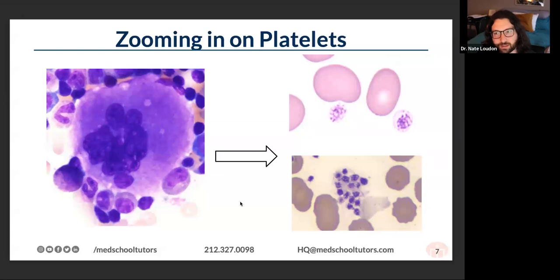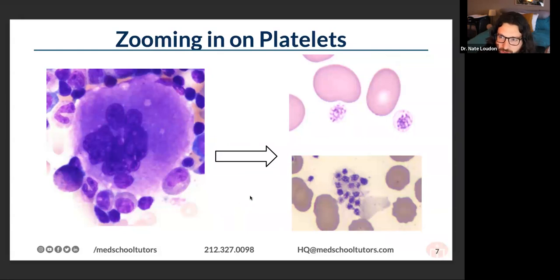Then on the right here, we have normal platelets. And as Moses was saying, once we zoom in a little bit more, we can see that they're really full of these little granules. We'll talk more in depth about what's in those granules when we talk about platelet activation on the next slide.